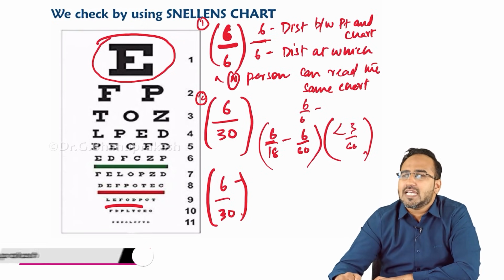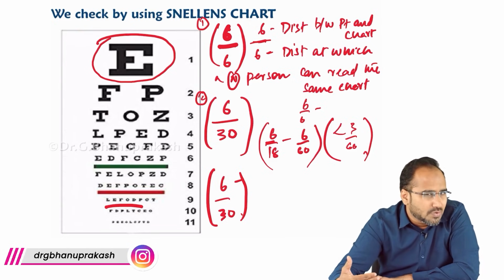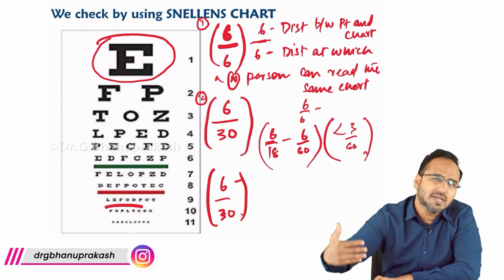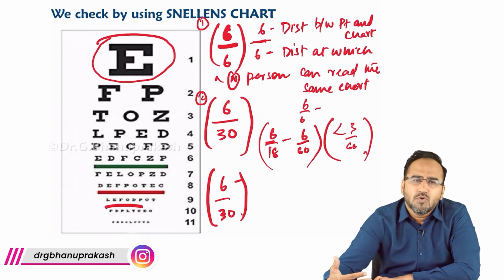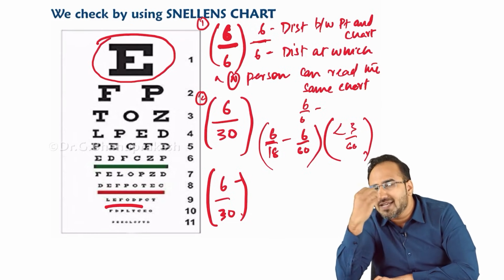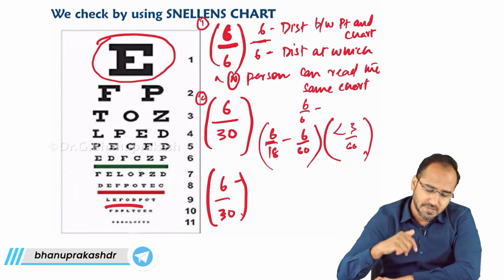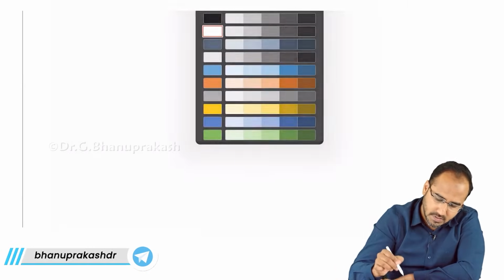Okay. Now in the Snellen's chart, if the patient is not able to read at 6 meters, you tell the patient to move a bit ahead. If he is still not able to read by moving ahead, you tell him to count fingers. Still if he is not able to count fingers, at least hand movement. If hand movement is also not possible, the last is what guys? Perception of light reflex. Alright guys.